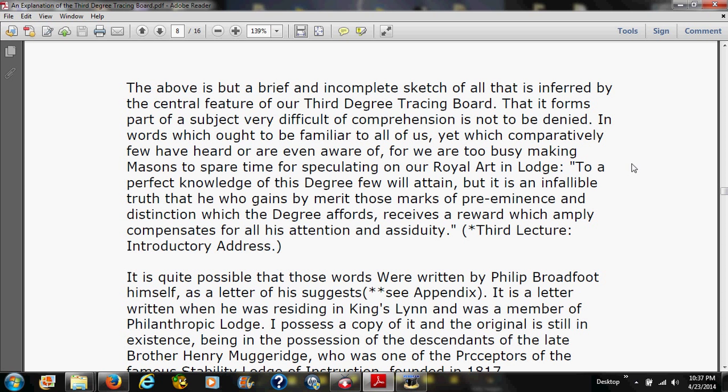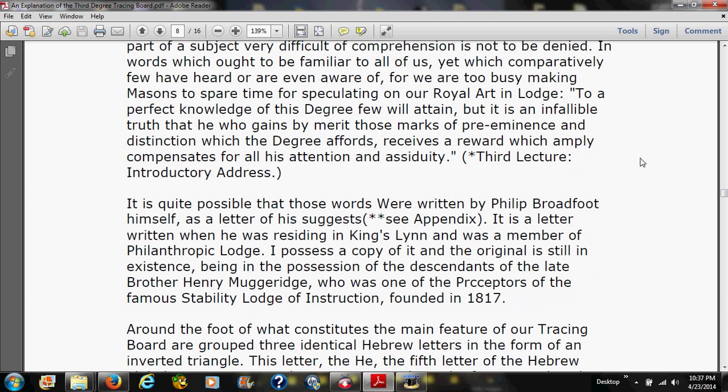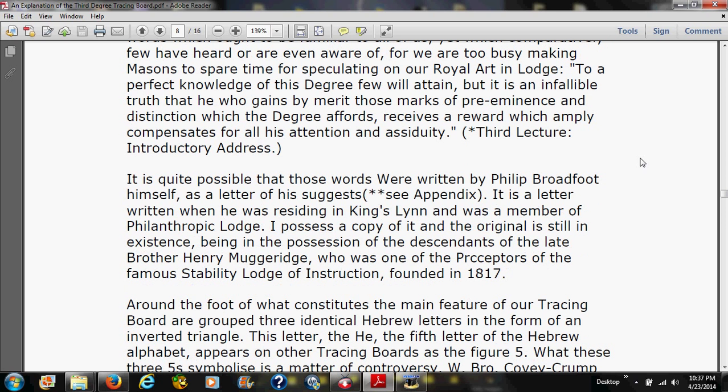And it is quite possible that those words were written by Philip Broadfoot himself, as a letter of his suggests. It is a letter written when he was residing in King's Lynn, and he was a member of the Philanthropic Lodge. I possess a copy of it, and the original is still in existence, being in the possession of the descendants of the late Brother Henry Muggeridge, who was one of the preceptors of the famous Stability Lodge of Instruction founded in 1817.